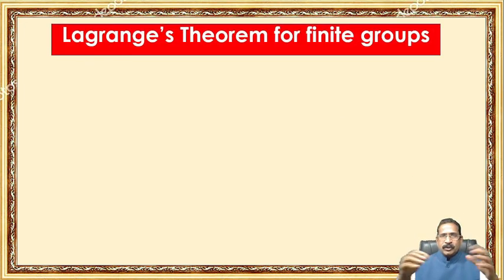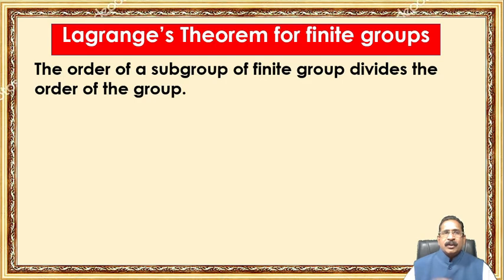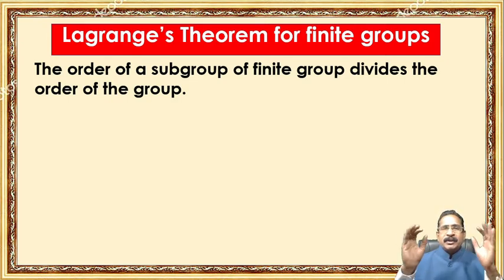Now, a very important theorem in group theory is Lagrange's theorem for finite groups. The order of a subgroup of a finite group divides the order of the group. Here, order means number of elements. Order of a subgroup means the number of elements in the subgroup. Order of a group means the number of elements in the group.